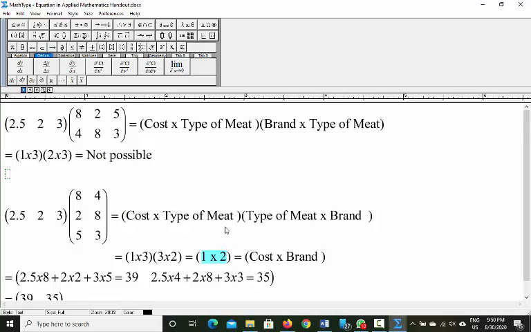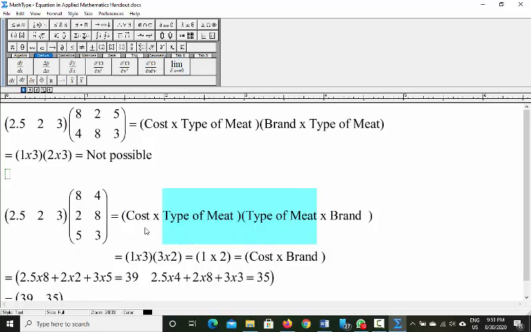We will have a 1 by 2 matrix. That means we will have 1 row and 2 columns, which is actually not a matrix. This is a row vector. Since the inner dimensions are matching, they will no longer be there.